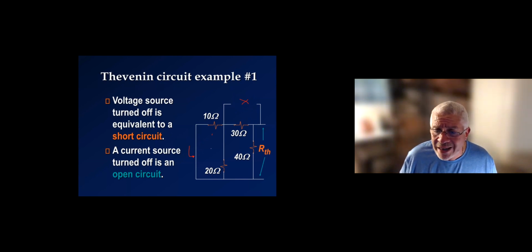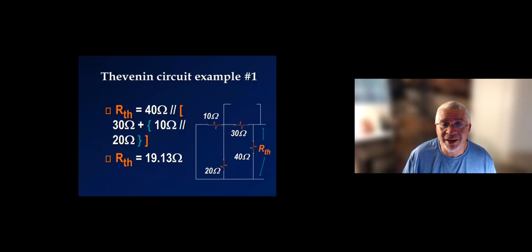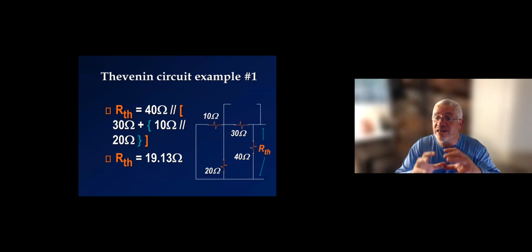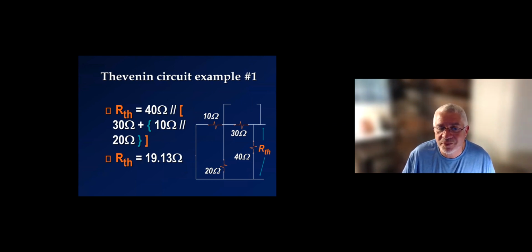So I can easily see that the 10 ohms and the 20 ohms are in parallel. The net result will be in series with the 30 ohms, and that net result in parallel with the 40. Again, 10 is in parallel with 20, that combination is in series with the 30, and that combination is in parallel with the 40. So you get the Thevenin resistance to be 19.13.